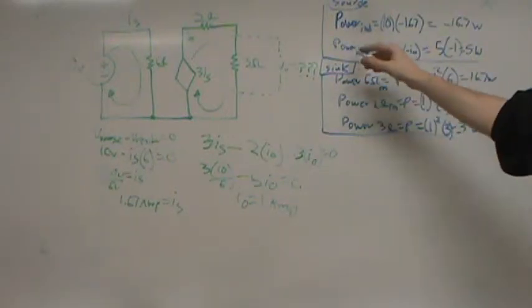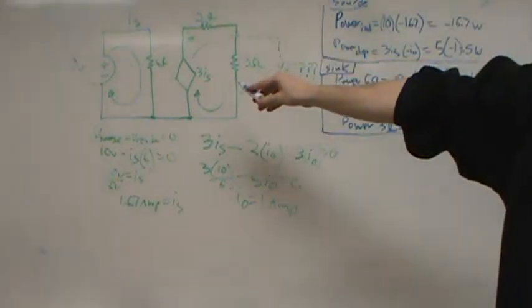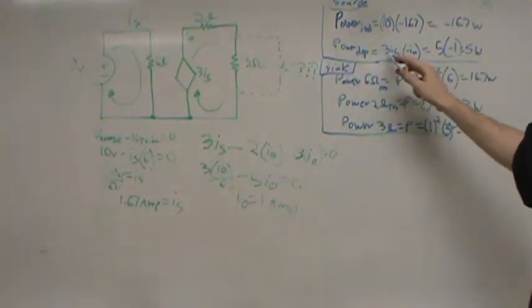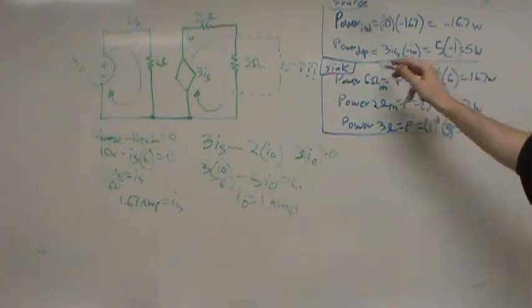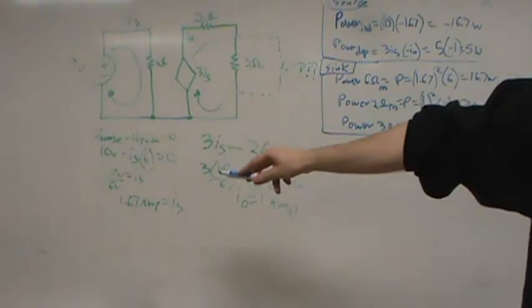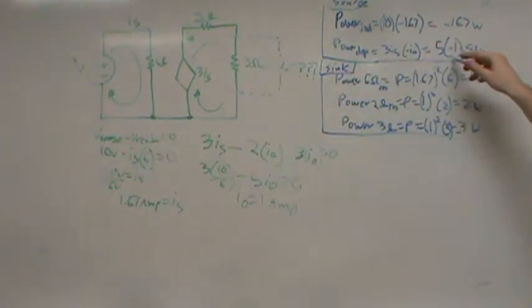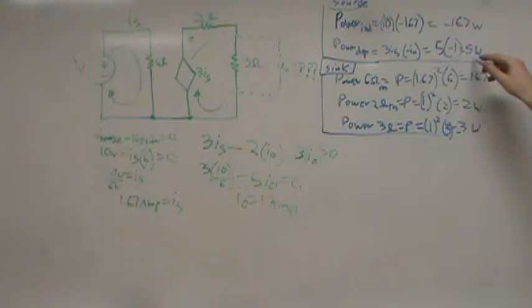Again, we're going to have power of the dependent source, which is the one on this side. Power of the dependent source equals 3IS, which is our voltage, times our negative I0, which is our current. And so for that, if you solve 3IS and IS equals that, we're going to have 5 equals minus 1, so therefore it's going to be 5 watts.